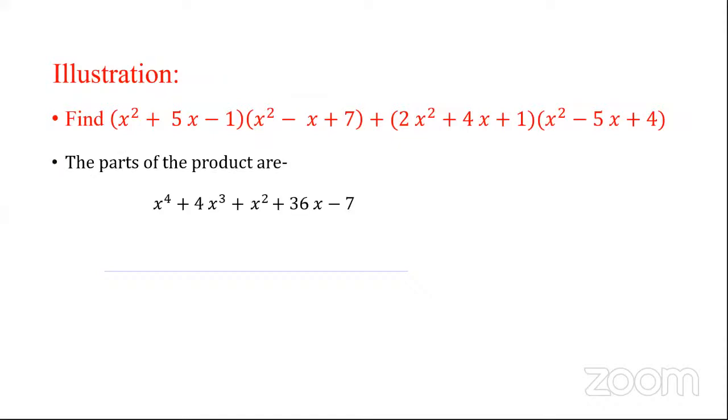So first is x to the power of 4, 4x cube, then 7 minus 5 minus 1. That's why x square, 35 plus 1 is 36 and minus 1. Same for the second product, 2x square, ten minus 4 minus 10 plus 4 minus 6, then minus 11. Yes, 20 minus 9 is minus 11. 16 minus 5 is plus 11. And 4 into 1 is plus 4. Add term wise.